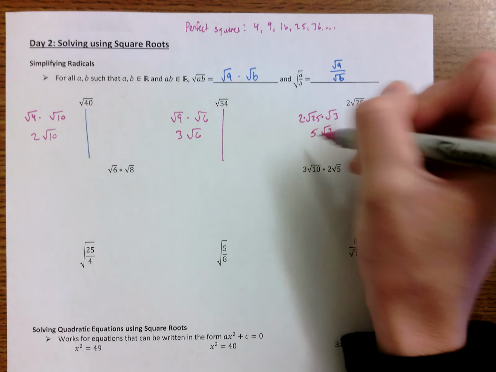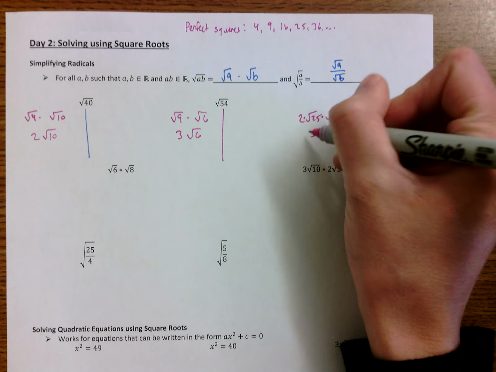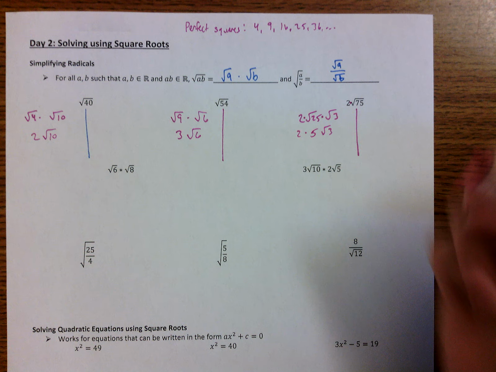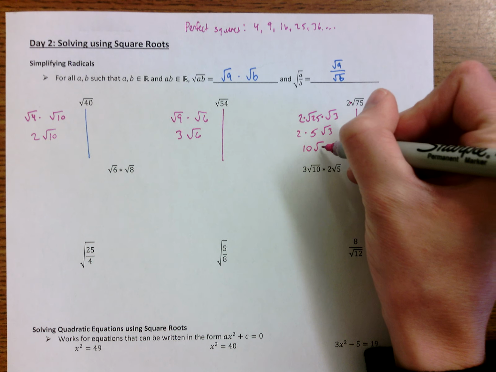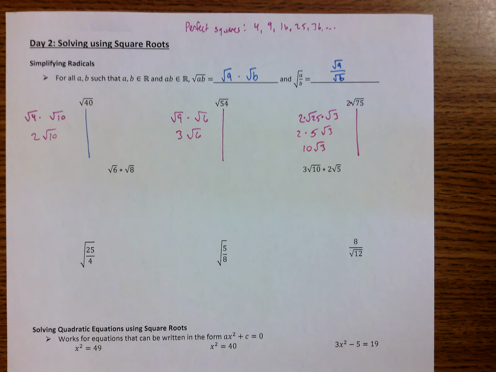And then meanwhile, the whole time, this is 2 times, 2 times, 2 times. So it's still 2 times. And then I can multiply the 2 and the 5 and get 10. Okay, so that's method 1. That's the perfect square method.